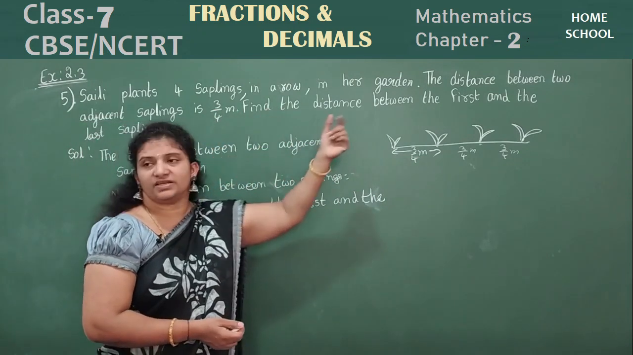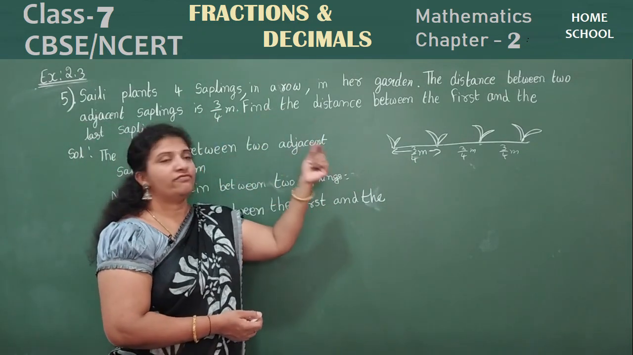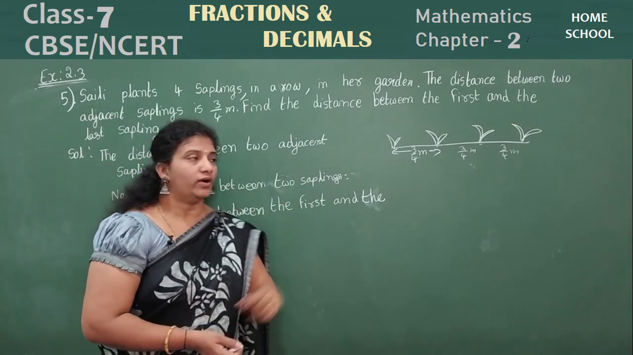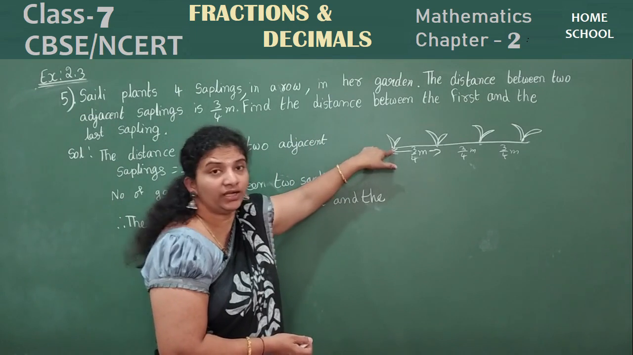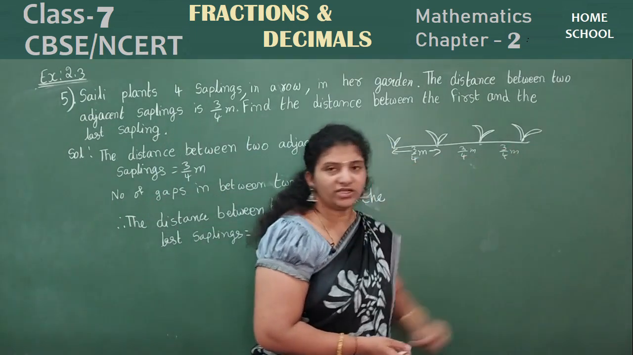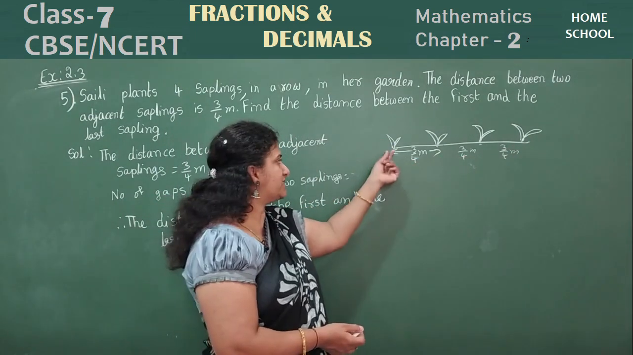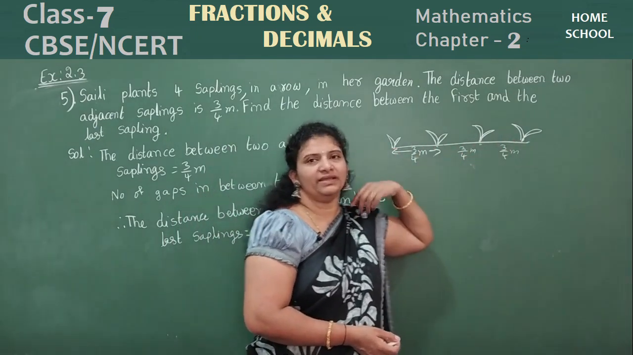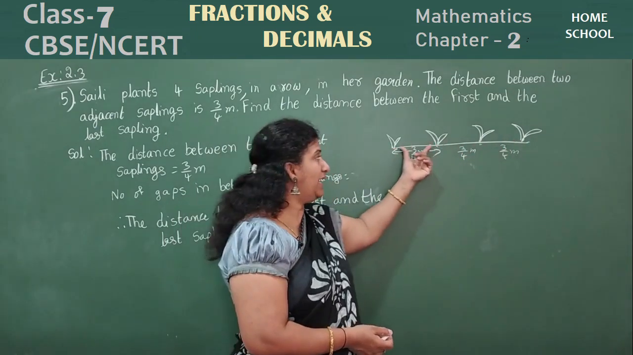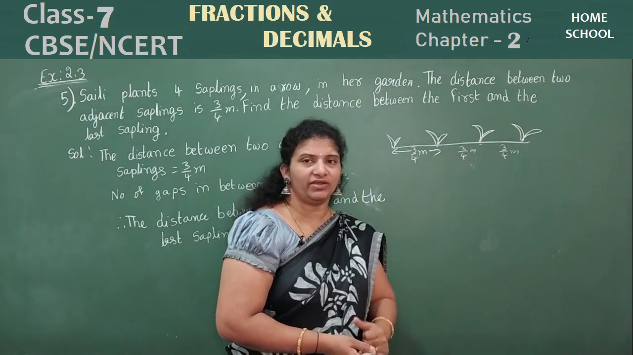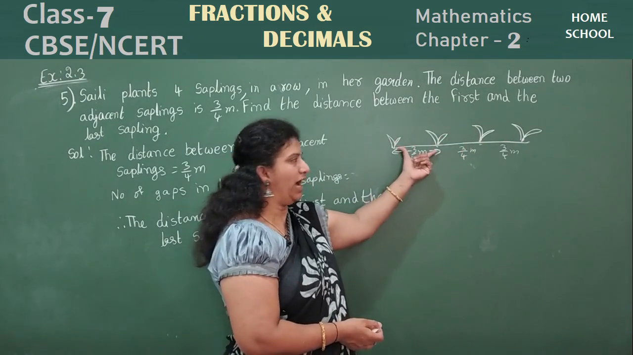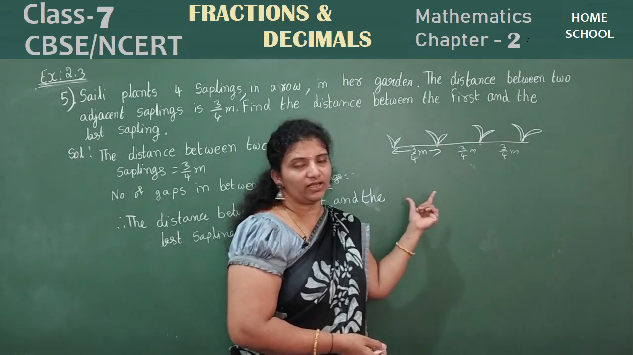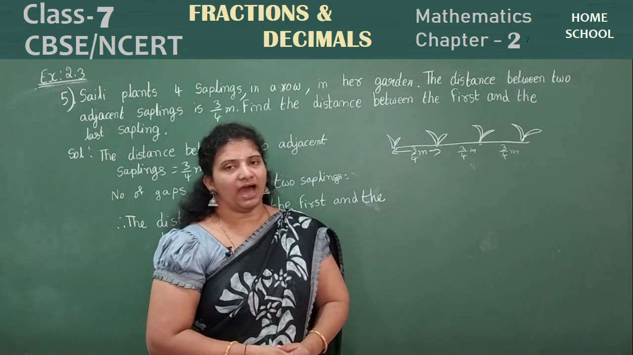Find the distance between the first and the last sapling. What is the distance from here to here is your question. Okay, the distance from first sapling to last sapling. How many gaps can you say there are in between the saplings? 1, 2, 3. So 3 into 3 by 4 will give you the answer.